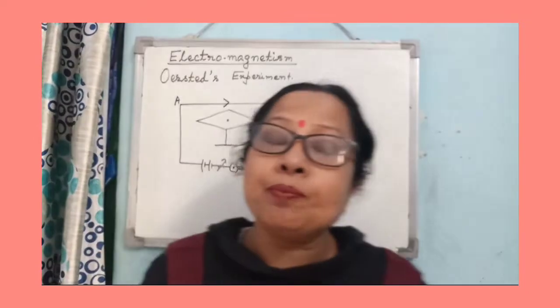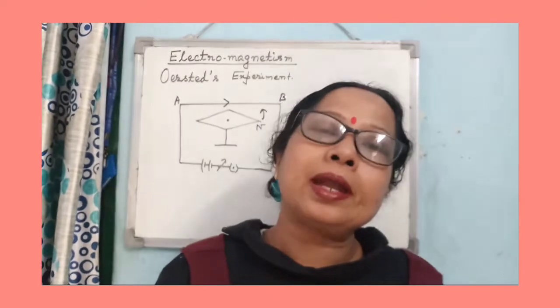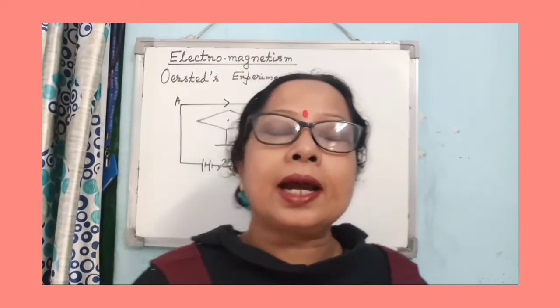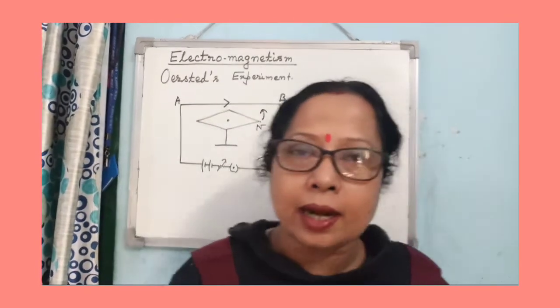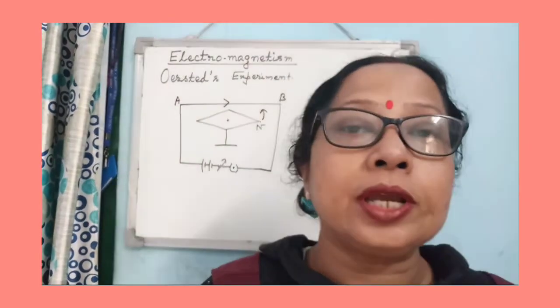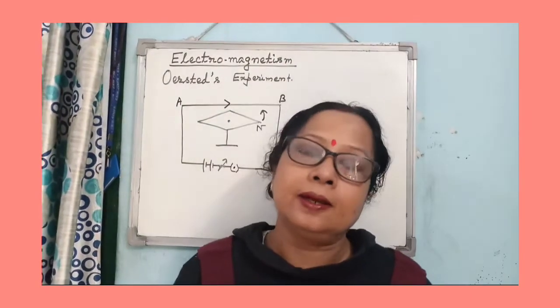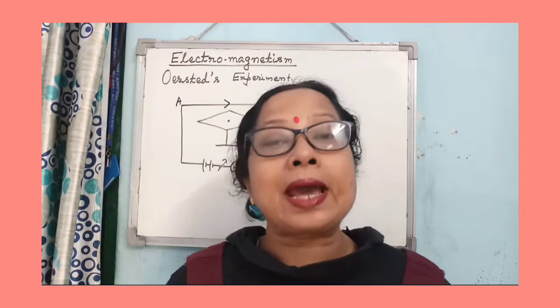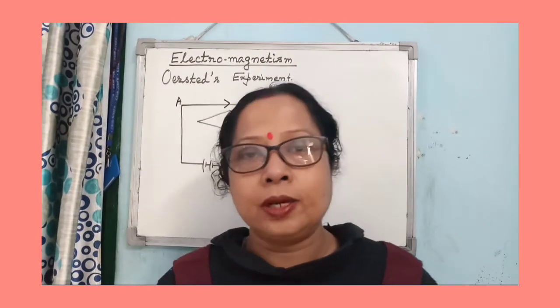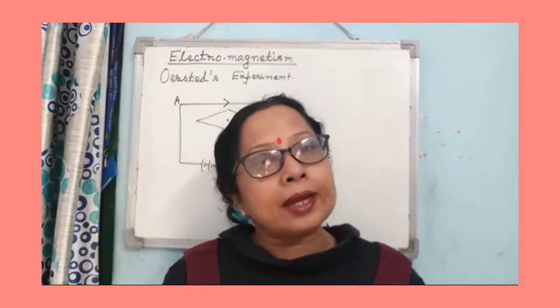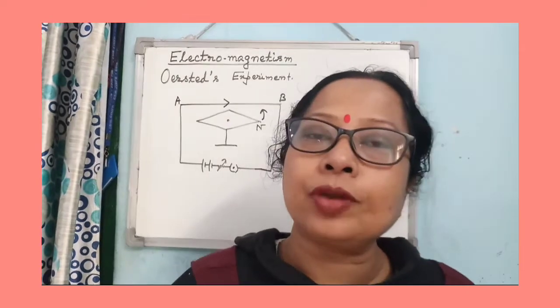Alright. Now what important conclusion did Ørsted make from this experiment? That whenever current passes through a conductor, a magnetic field is produced surrounding the conductor. This effect is known as the magnetic effect of current. So directly you may get the question, what is the magnetic effect of current?